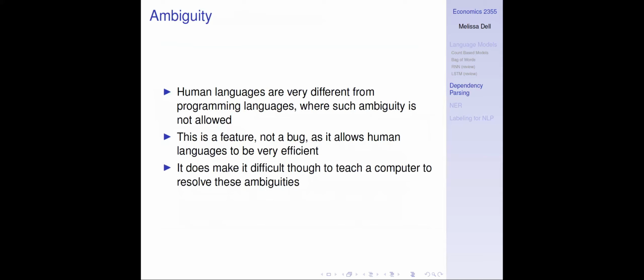And so this is a feature, not a bug, of human languages. If you take programming languages, you're not allowed to have this kind of ambiguity, and programming languages are much less efficient to communicate with than human languages. The fact that we don't have to resolve all these ambiguities, that you just assume you're talking to somebody who has the cognitive capacity to understand what you mean, even though the language doesn't pin that down, allows our communications to be very efficient. But it makes things really difficult because we need a computer that will resolve these ambiguities.